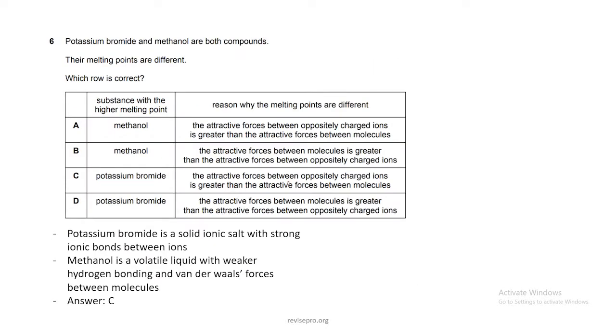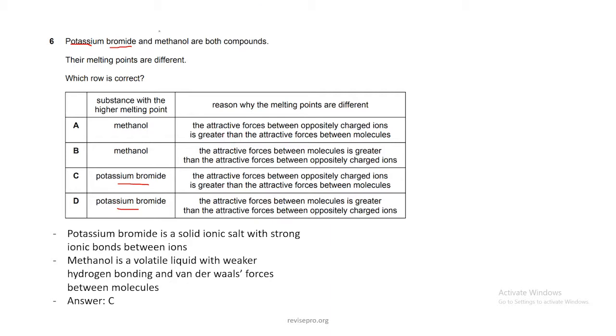Potassium bromide and methanol are both compounds. Their melting points are different. Which row is correct? Now, potassium bromide is an ionic salt because potassium is a metal and bromide is a non-metal, so you can imagine it's going to be a giant ionic salt with a giant ionic lattice. This immediately should tell you that potassium bromide will have the higher melting point.